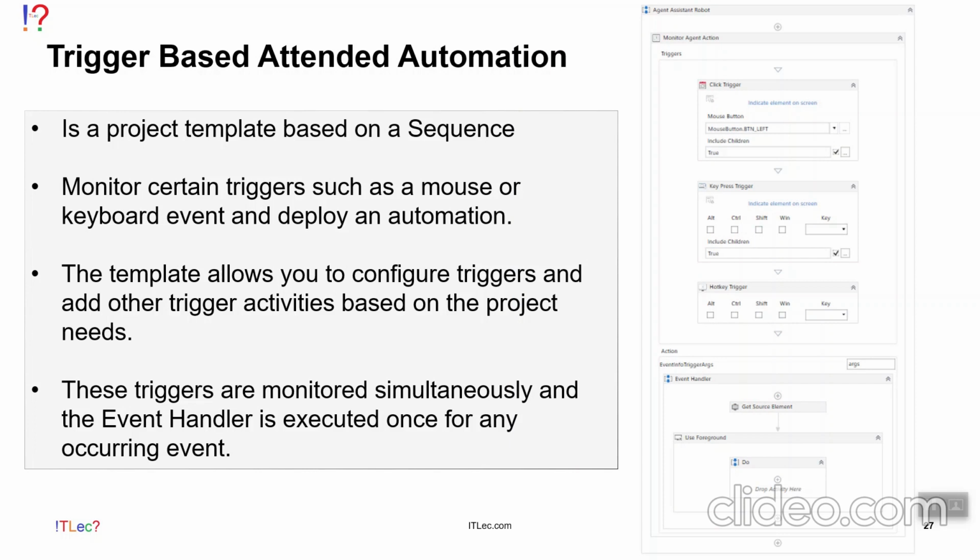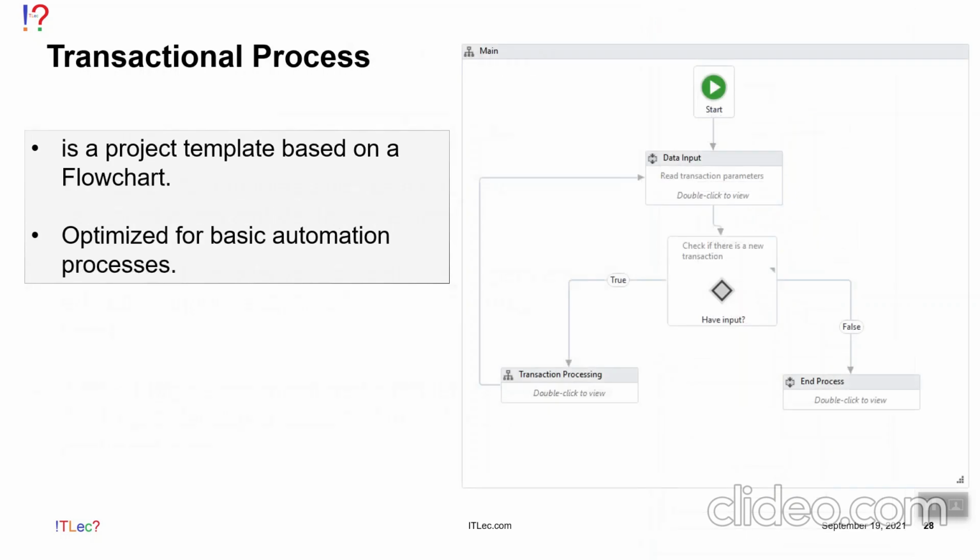So, for example, if all of these triggers are monitored, once one of them occurs, the event handler will be executed. Event handler is executed once for any occurring event. So here, the transaction process is a very simple one.